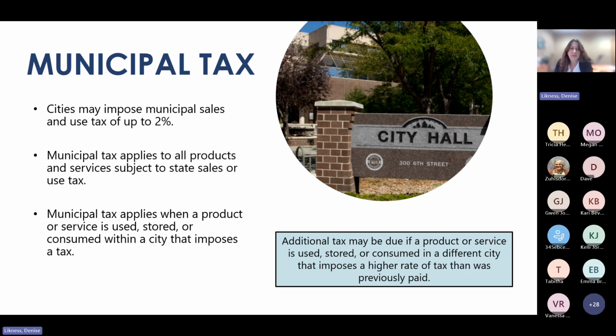Additional tax may be due if a product or service is used, stored, or consumed in a different city that imposes a higher rate of tax than was previously paid. For example, I don't know if Brant used to be 1% tax. So if you purchase something in Brant, South Dakota, and use it in Watertown, you only would have paid 5.2. And if the first use is in Watertown, then you'd have to pay the additional 1%.